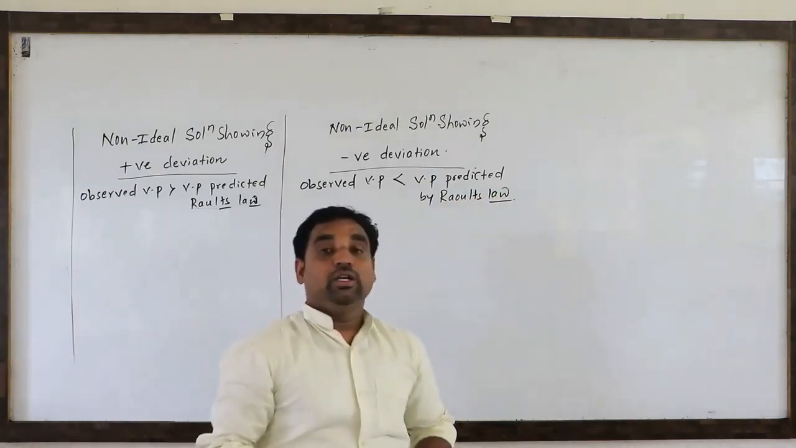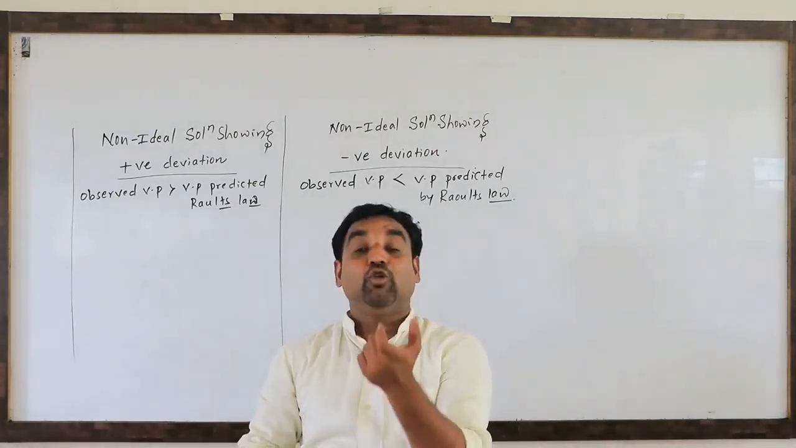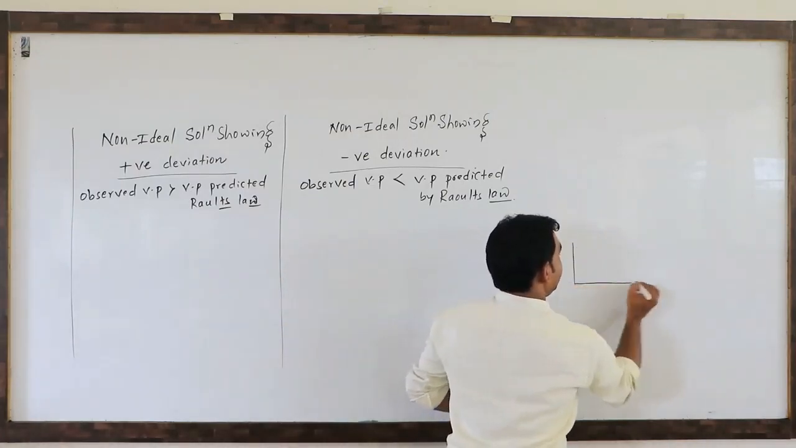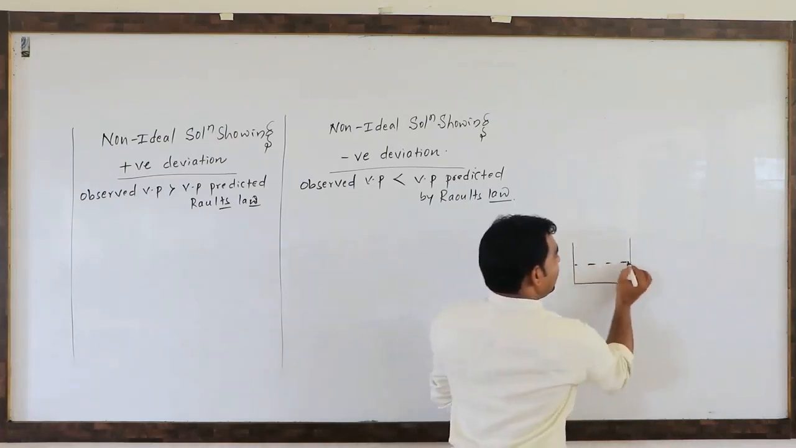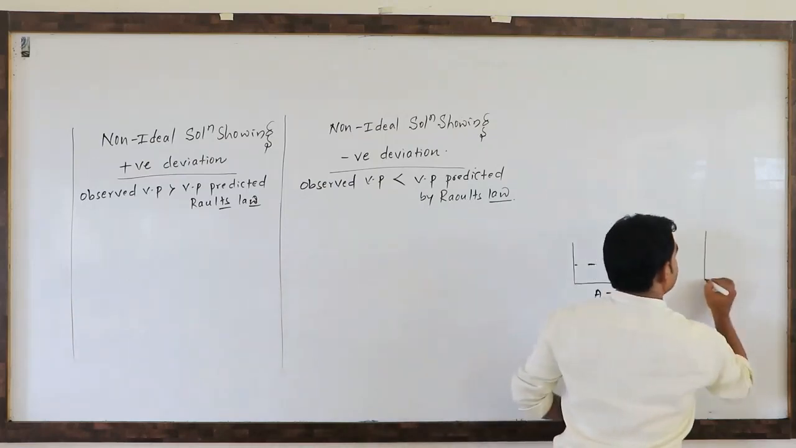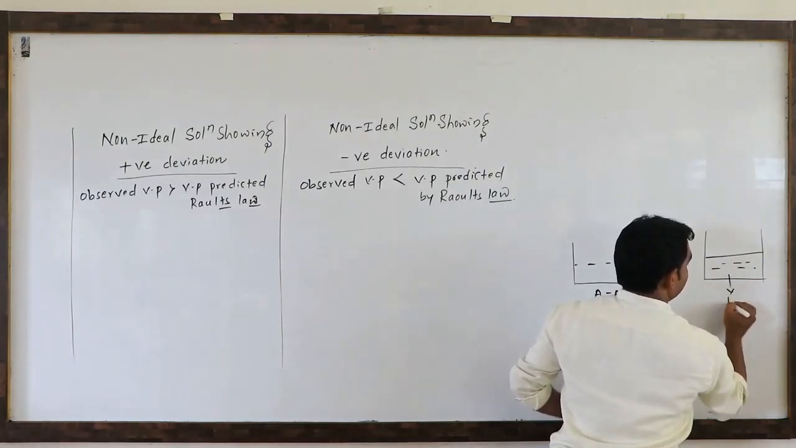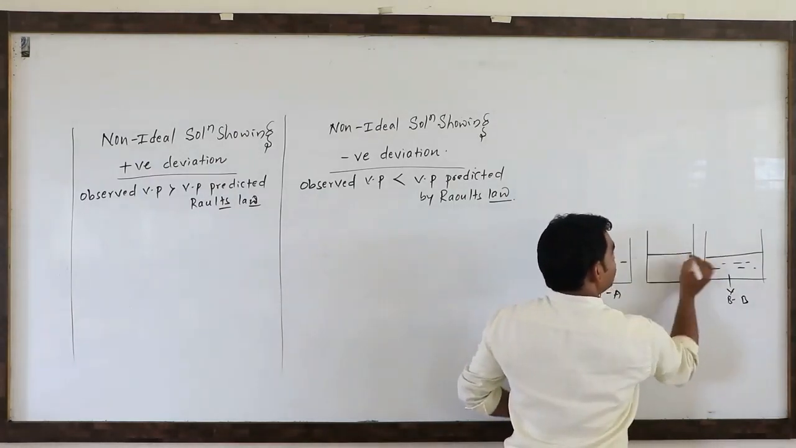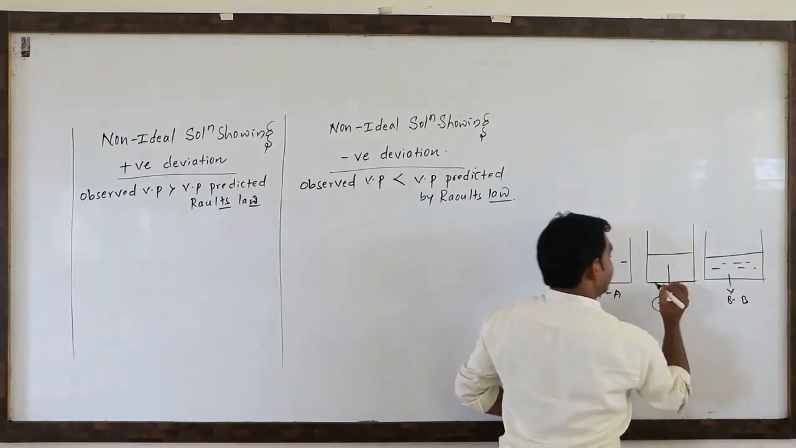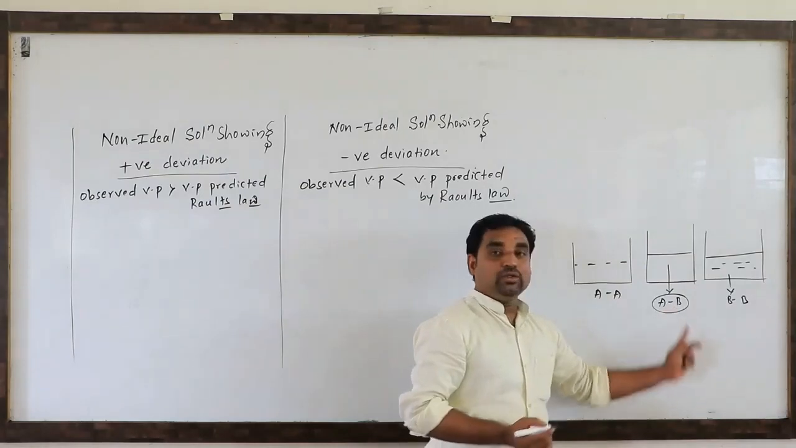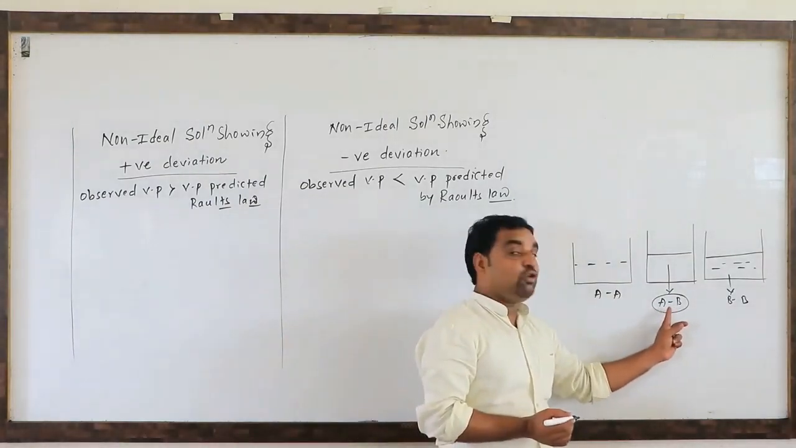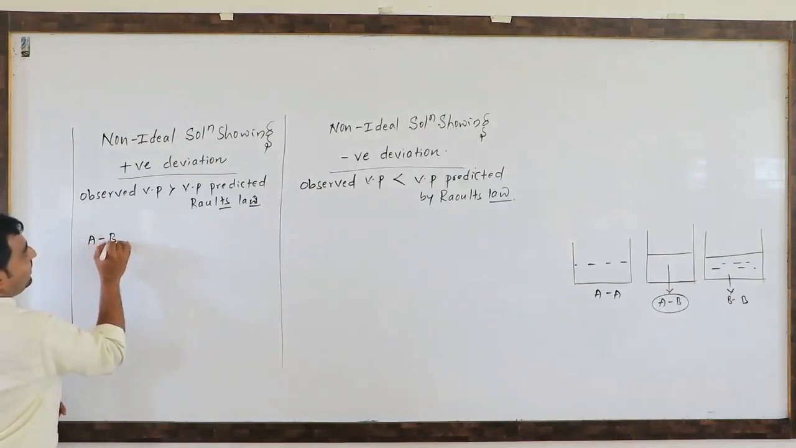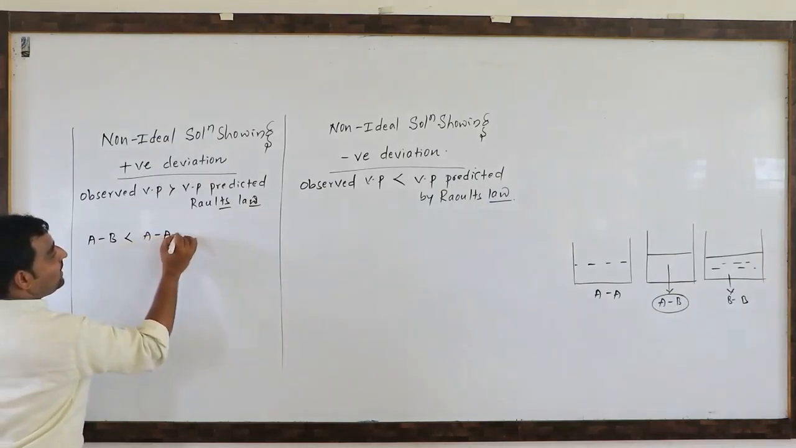In case of positive deviation, AB interactions are weaker than the AA and BB interactions. What does it mean? We have taken two liquids here. Liquid A has AA interactions, and we take one more liquid that has BB type of interactions. When these two liquids are mixed, the solution is formed, which has a new type of interaction, the AB interactions. In a non-ideal solution showing positive deviation, AB interactions are weaker than the AA and BB interactions.